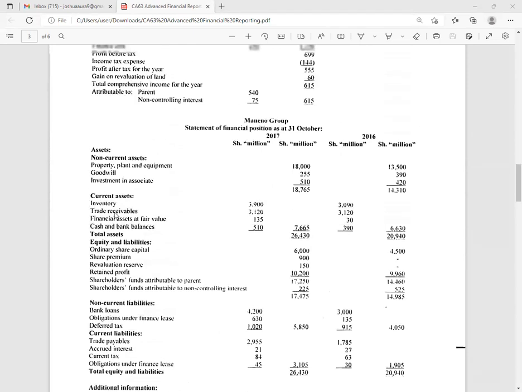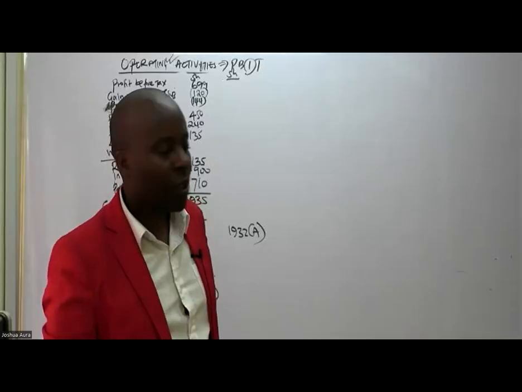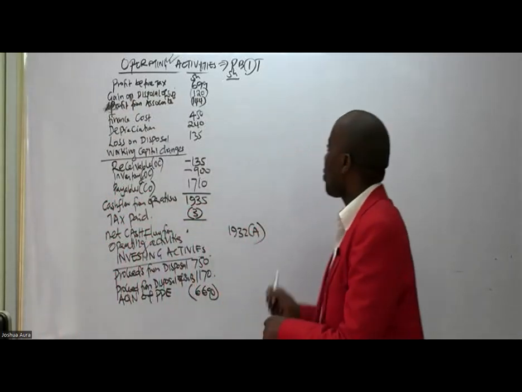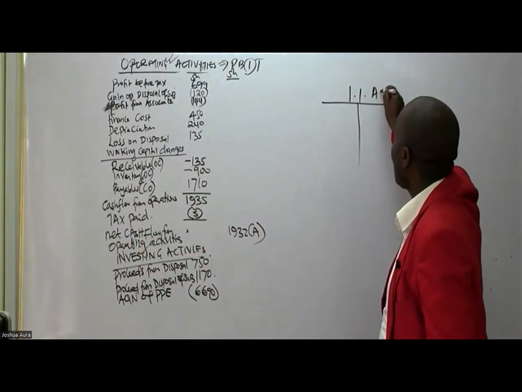So you can see here we have an investment in associate. What we will do is come and do a small account here for the associate. For this associate, ladies and gentlemen, investment in associate.